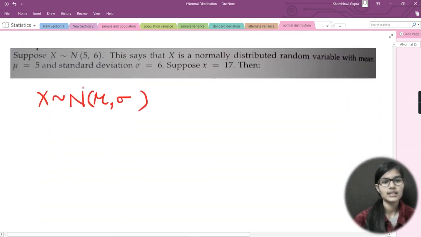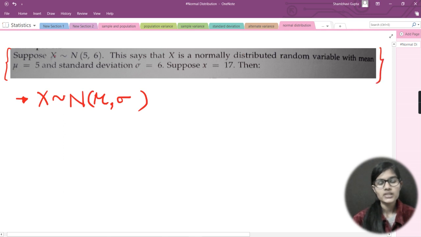So if something is written like this, what you get from the example is two values: the value for mu, that is the mean, and the value for sigma, the standard deviation, right? Now, proceeding towards the question, it says that x is a normally distributed random variable with mean mu equal to 5, and standard deviation sigma equal to 6. Suppose x is equal to 17. This is a very simple example that I have taken to let you know how we do this.